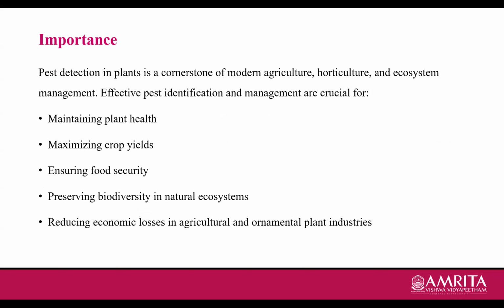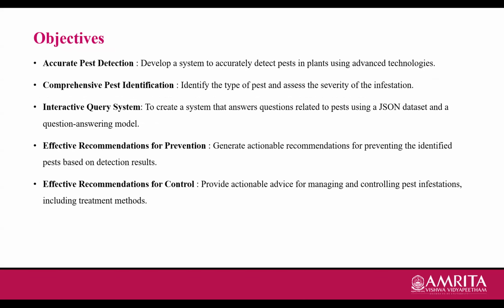The importance. Every pest detection helps in improving yield, reducing pesticide overuse, and lowering environmental impact. It can also help farmers save money and protect crops in a sustainable way. By automating detection and integrating decision support, we can bring precision agriculture closer to the grassroots level. Our objectives are accurate pest detection, comprehensive pest identification, an interactive query system, effective recommendations for prevention, and effective recommendations for control.